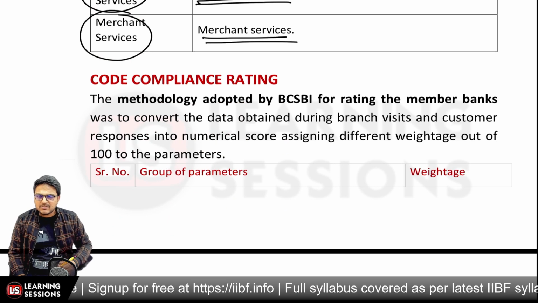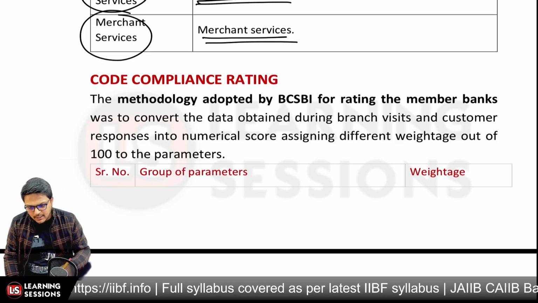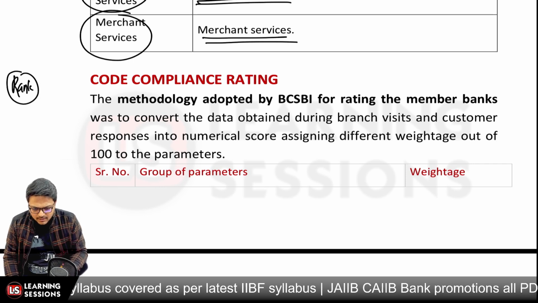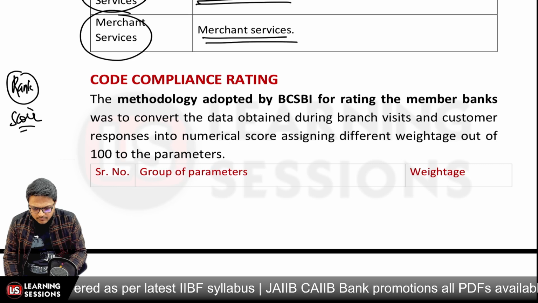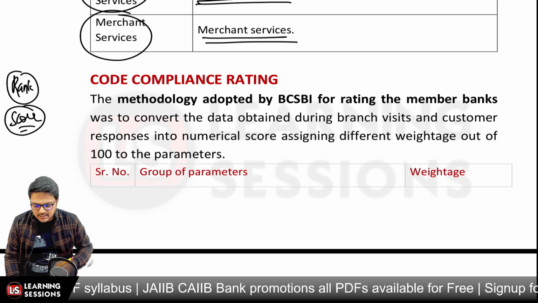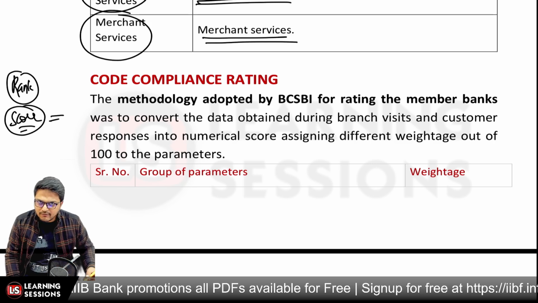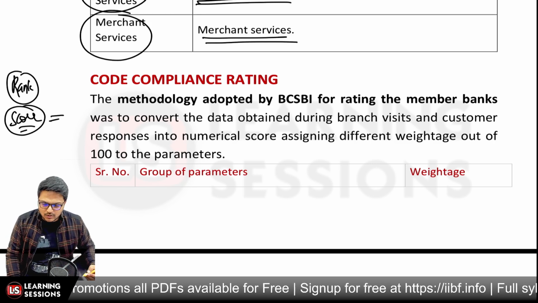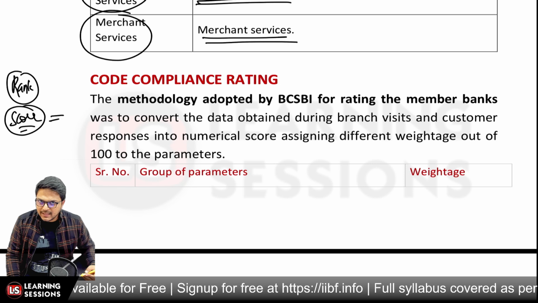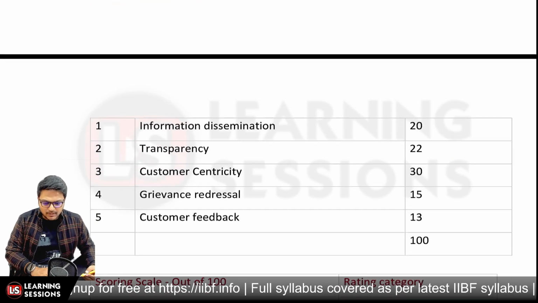Code compliance rating is actually a methodology which was adopted by the BCSBI, right? So BCSBI would be related to what, that a rank would be given. Let's say for a particular case, the score will be given. For some particular scenarios, a different score will be given, and there are different groups of parameters for the same, and based upon that, the different parameters have different weightage associated with them. Out of 100, there will be a total number score that the branch will have, and accordingly your branch will have a particular scoring, a particular rating, right?